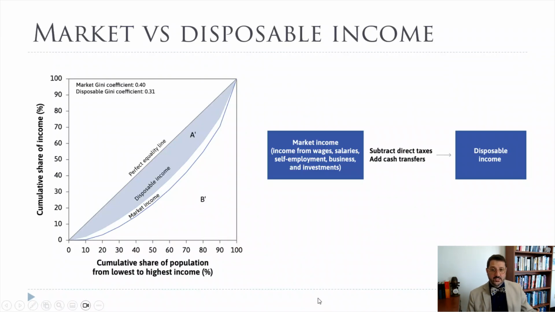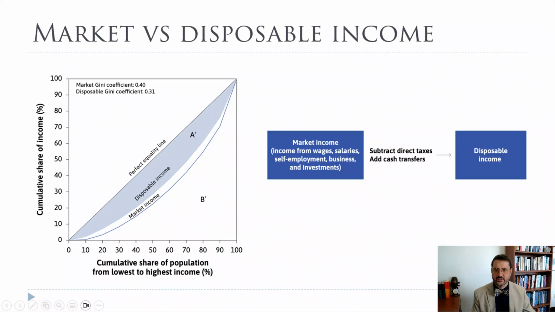Now, one of the things that we might care about is not only the amount of income that you earn in the market, right, your wages and salaries, but also how much you actually have to spend. And so that will depend on what people pay in taxes and then what they get back from the government in terms of transfers. So transfers could be anything from unemployment benefits, SNAP benefits in the United States, right, to help you buy food, or other types of transfers.